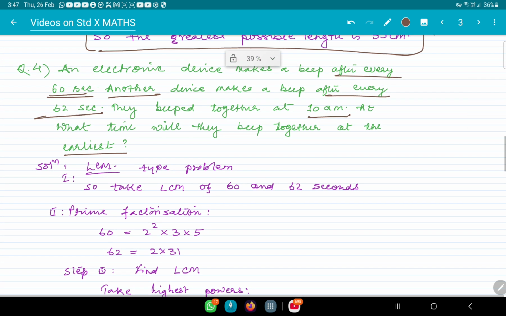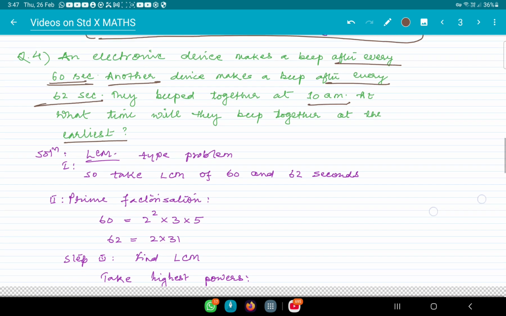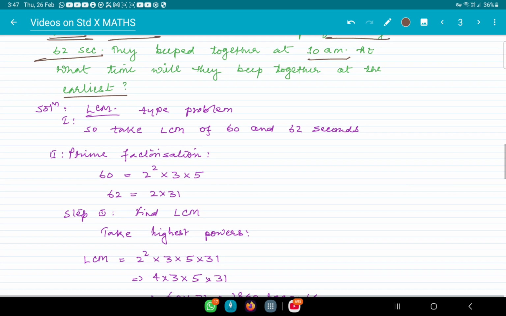Okay, this means one device beeps after 60 seconds, another after 62 seconds, and both will beep at 10 a.m. So they want to know when they will beep together at the earliest. So first, this is the LCM type problem. So take LCM of 60 and 62.